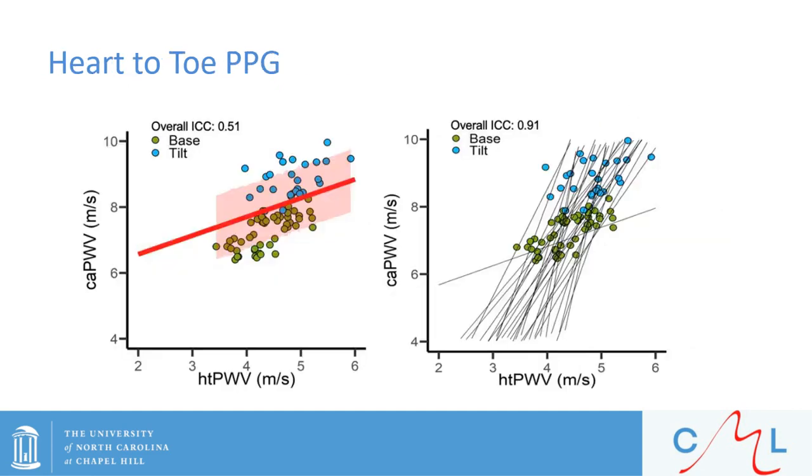These are findings from a paper that's currently under review, in which we looked at photoplethysmography, or PPG, pulse wave velocity. Specifically, we looked at agreement between heart-toe pulse wave velocity via PPG against standard carotid-ankle pulse wave velocity via the Bicorder oscillometric system. We looked at overall agreement on the left, and as you can see, we found moderate agreement between these two devices. We also looked at repeated measures agreement following an orthostatic challenge and found strong agreement.